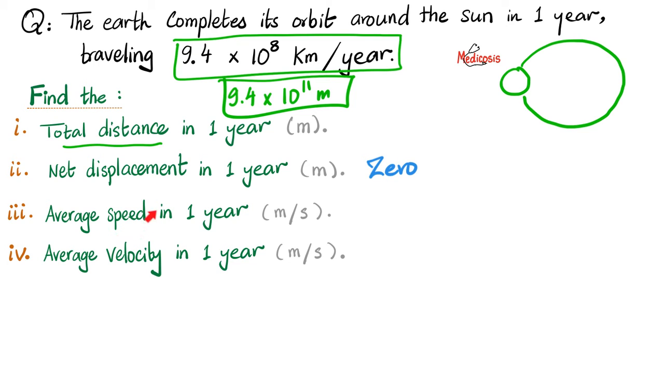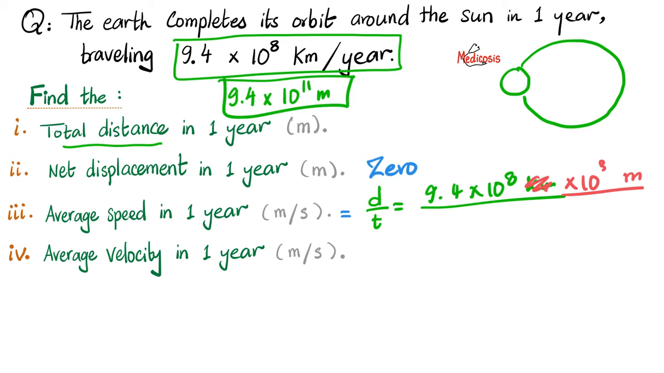Next, what's the average speed? Okay, speed is not velocity. Speed cares about the distance, not the displacement. So it is distance over time. What's the distance, please? 9.4 times 10 power 8 kilometers. And what is the time? We said 1 year. But be careful, because they want the answer in meters per second. How do you convert kilometers into meters? You multiply by 1,000, like this, so that it becomes a meter. And then how do you convert 1 year into seconds?